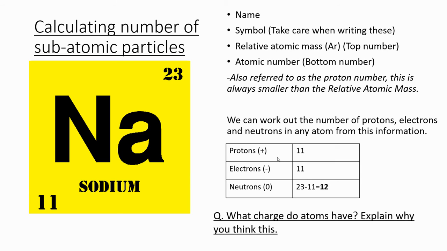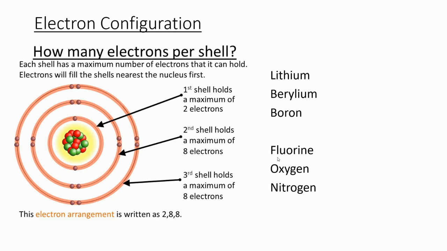So atoms have no charge. This is because they have an equal number of positive protons and negative electrons. If we've got the same number of positive and negative charges, these cancel each other out to make 0. This is really, really important, again, when understanding ionic bonding.